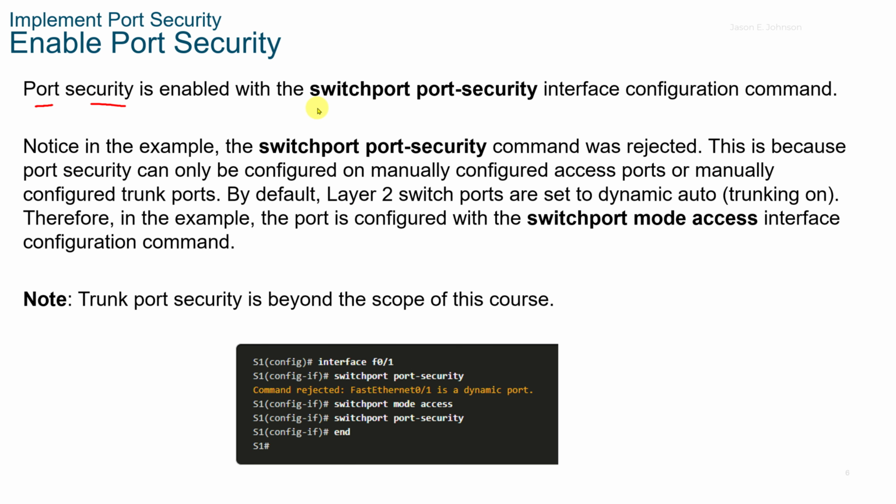Port security is enabled with the switchport port-security interface configuration command. If you notice in the example below, the switchport port-security command was rejected, and this is because port security can only be configured on manually configured access ports or manually configured trunk ports. By default, Layer 2 switch ports are set to dynamic auto, and therefore in the example below, the port is configured with the switchport mode access interface configuration command. Note that trunk port security is beyond the scope of this course, and you'll learn it in later Cisco courses.